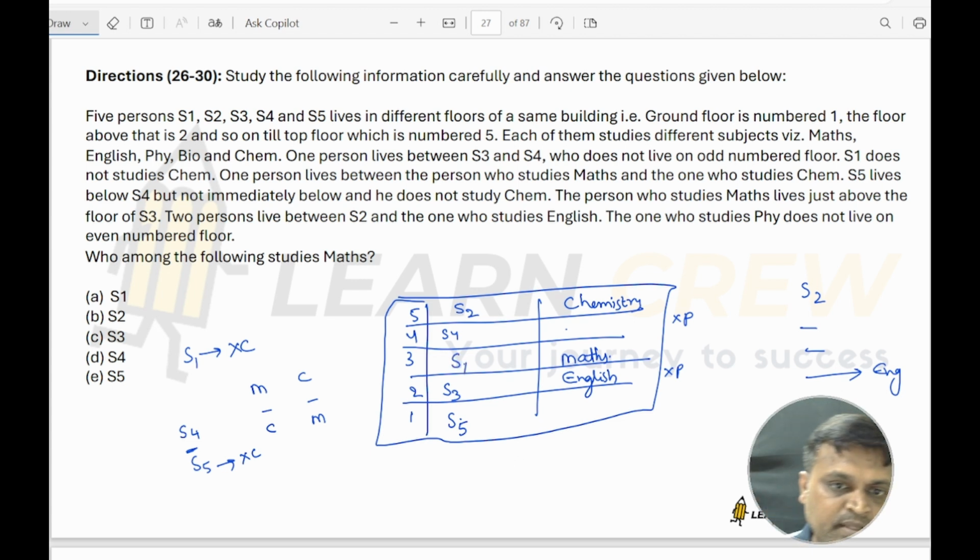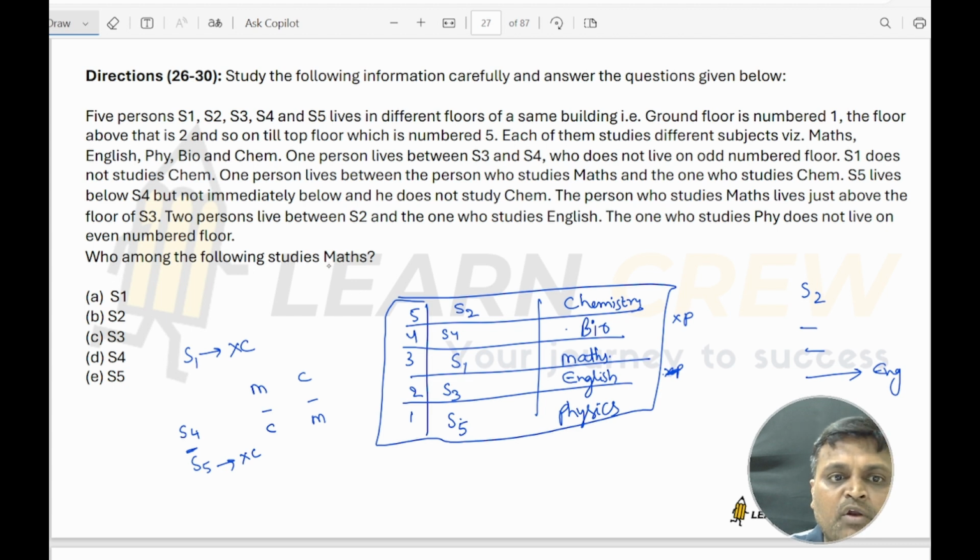Now it is fixed. S5 is not chemistry, that is already covered, and the physics position is already fixed. The remaining subject is biology. So this is how we arrange.